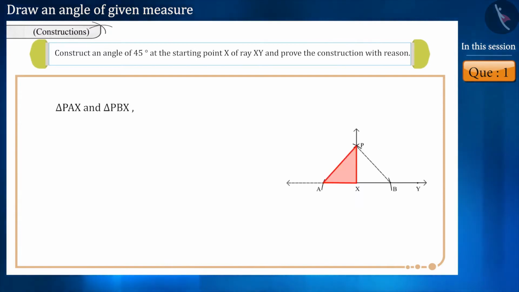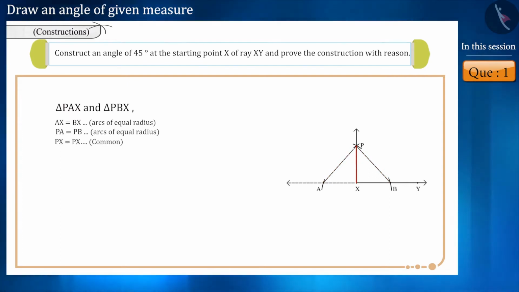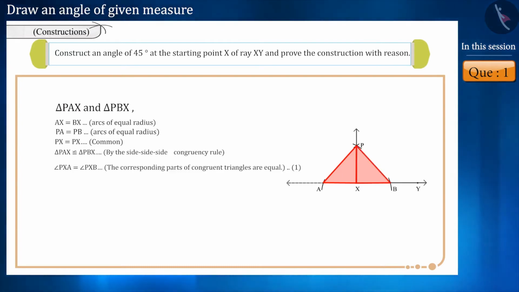Now, in triangle PAX and triangle PBX, side AX is equal to side BX because they are arcs of equal radius. Side PA equals side PB because they are arcs of equal radius. Side PX is equal to side PX because they are common sides. This is how triangle PAX and triangle PBX are congruent by the side-side-side congruency rule. Therefore, angle PXA is equal to angle PXB as corresponding parts of congruent triangles are equal.